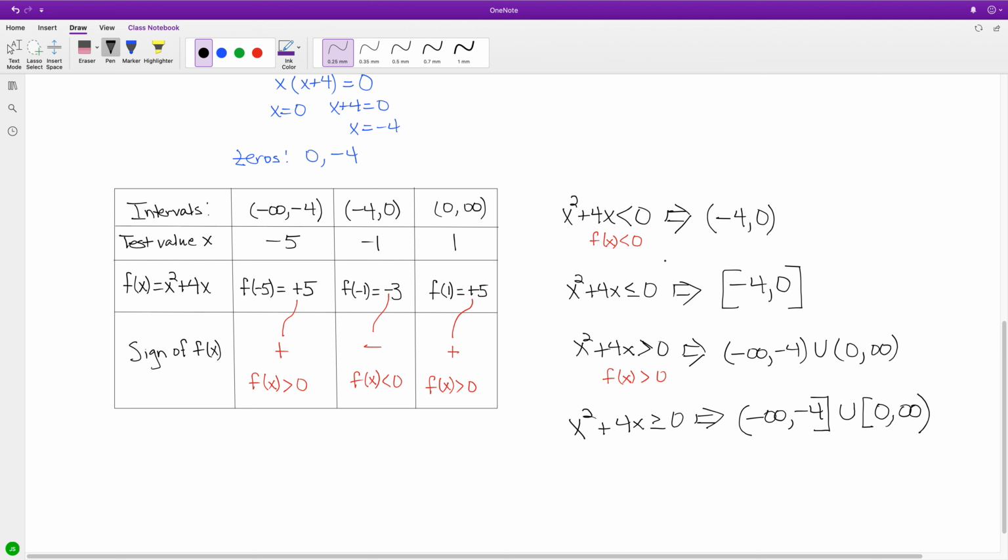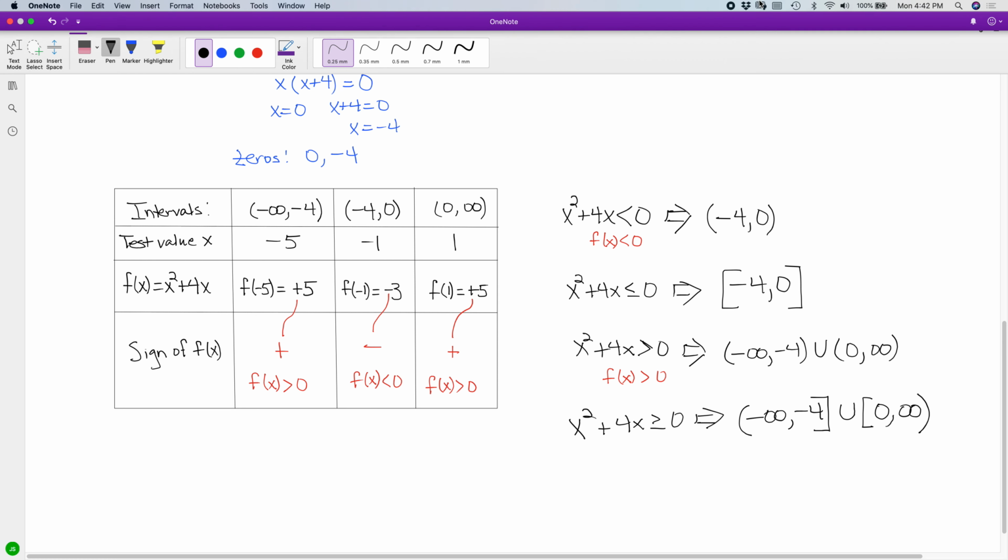And so those will be your solutions to the respective inequalities that we have regarding the function f of x is equal to x squared plus 4x.